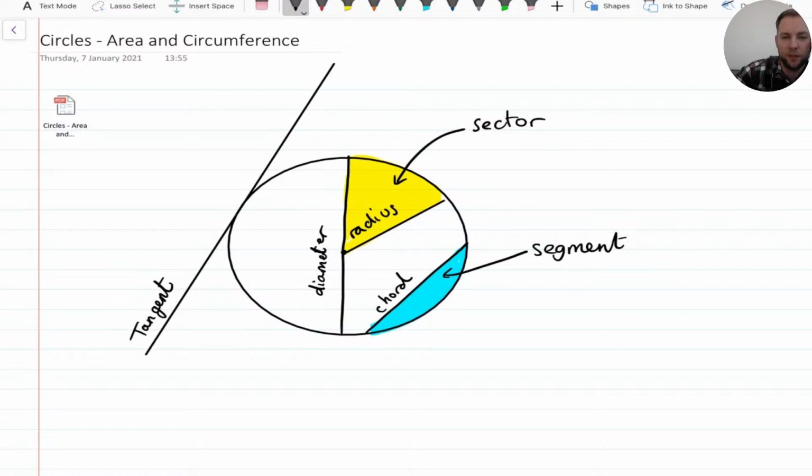That's pretty much everything you'll need to know for a circle. You will need to know all of those. They do get asked those definitions every now and again. So get those ones down.